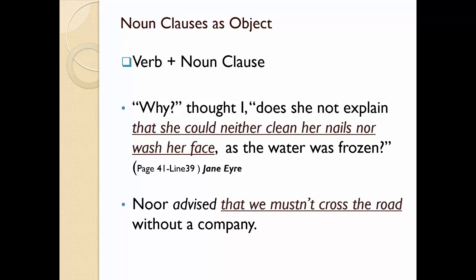The next example is, the next day she laid the affair before Mr. Brocklehurst, who said that Mrs. Reed must be written to, as she was my natural guardian. So here is an indirect speech.